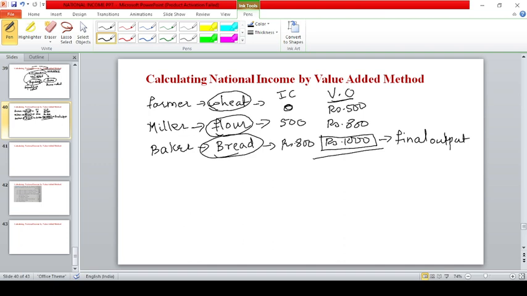Okay, but when you see the calculation of value of output of all the products that have been produced in the economy, you can say the total value of output is rupees 2300. Okay, so in order to calculate national income, of course we are not going to take the total value of the output. What we are going to do, we are going to take the value added to each of the products. Okay, the value that has been added to each of the products. So how are you going to calculate the value added? That is value of output minus intermediate consumption.